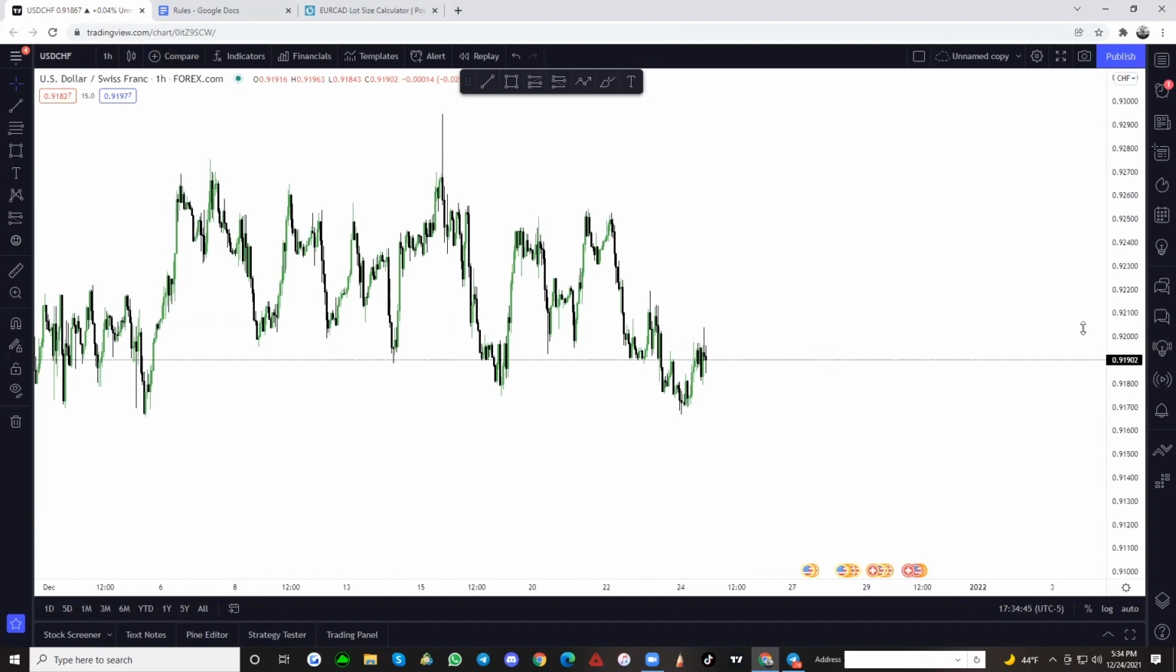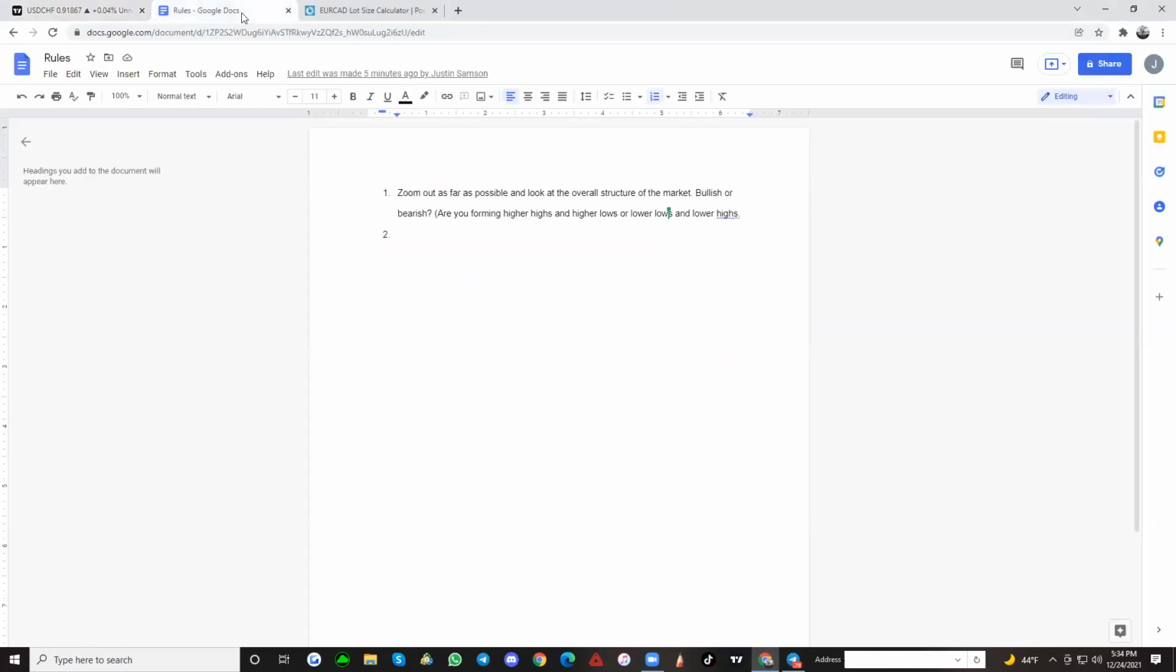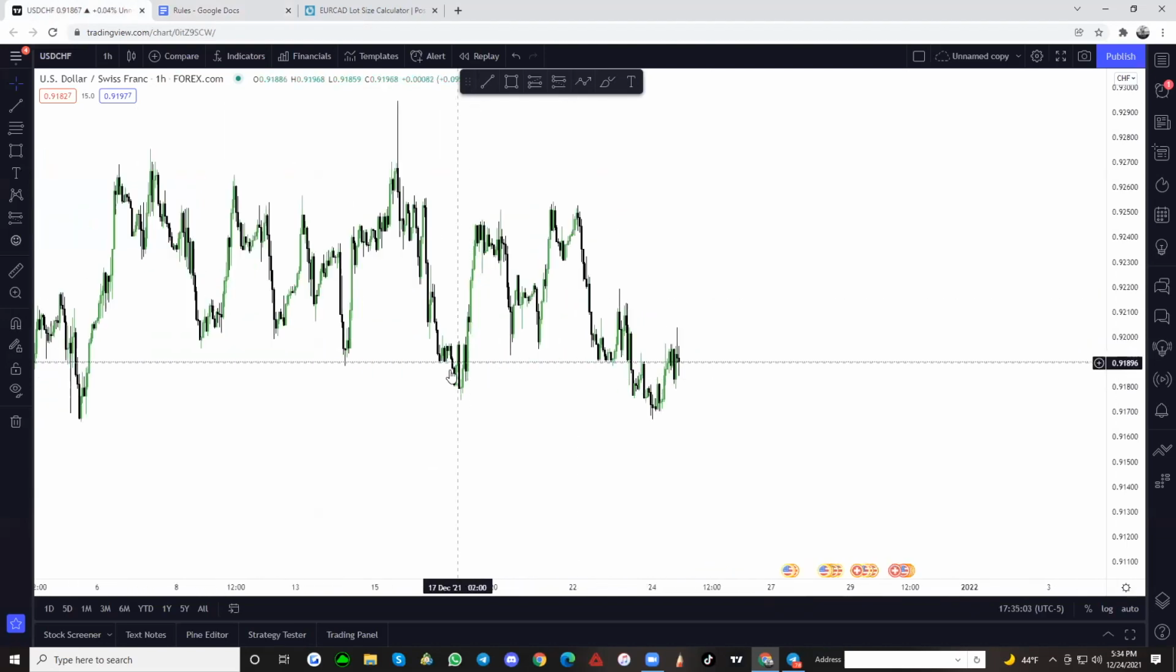Number 2. You're going to find your supply and demand zones that are pro trend. Pro trend meaning bullish in this case, in this example. If the overall structure of the higher time frame is bullish, we're looking for demand zones. And that is exactly what we're looking for here.